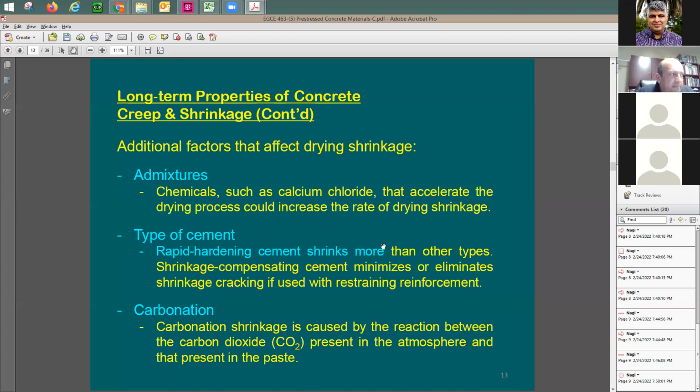Admixtures, like, you know, the calcium chloride. It accelerates the drying process. It makes it faster concrete. So therefore, the shrinkage rate also is going to be higher.